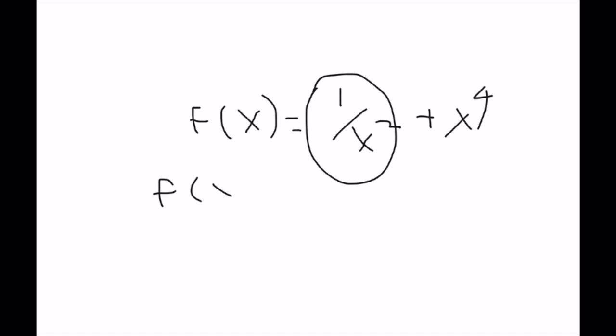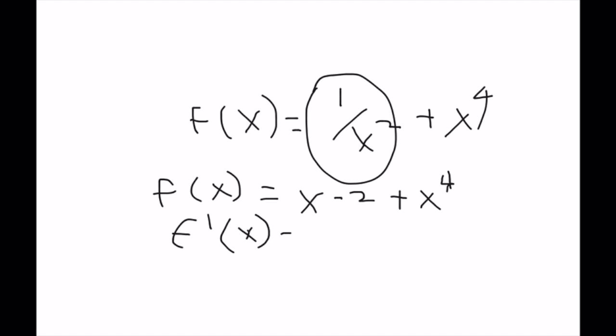f of x is equal to, now if you can think back to your algebra skills, you can also write this as x to the power of negative 2. We could keep the x to the power of 4 as that's in standard notation, which is what we need. So now f prime of x, which is the notation for the derivative in calculus, equals, so don't worry if you see x to the power of negative 2, it is still a pretty easy problem. Just apply the power rule here.